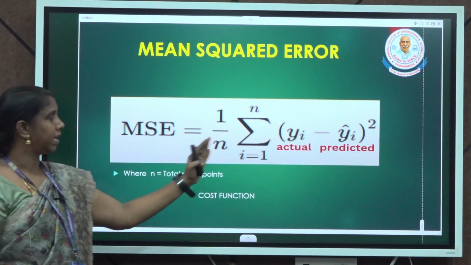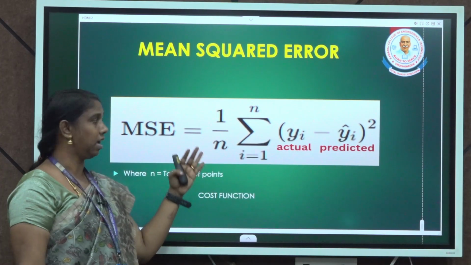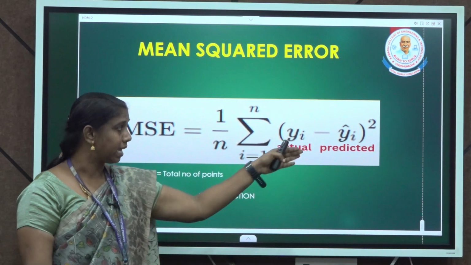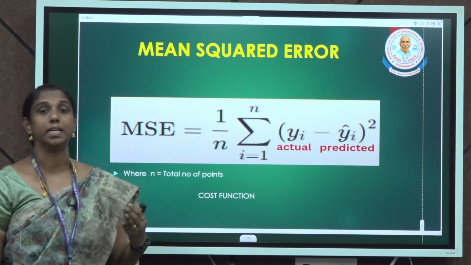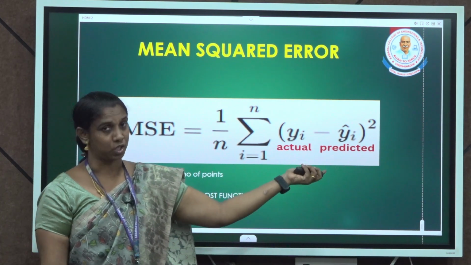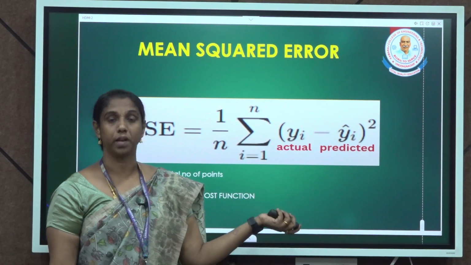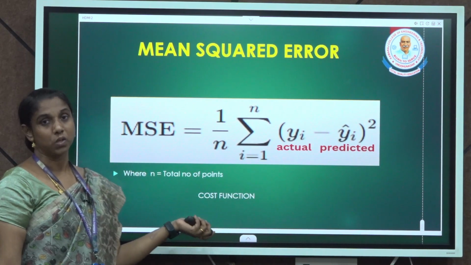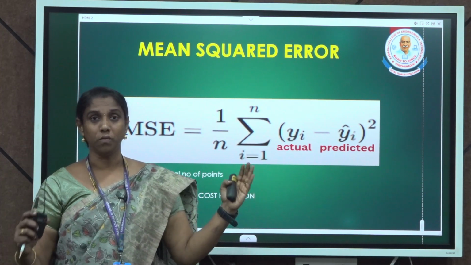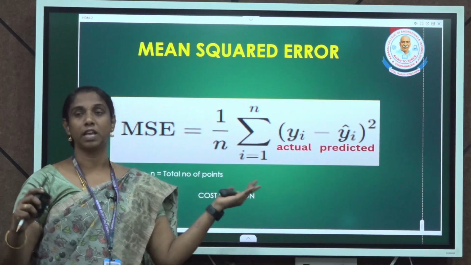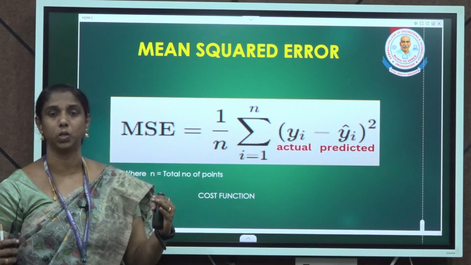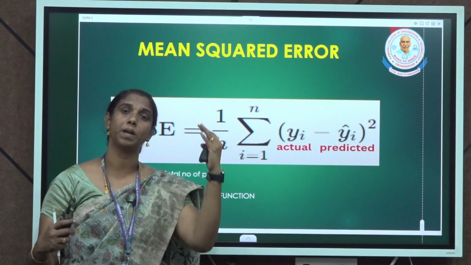Mean squared error has a formula: 1 by n, summation of i equal to 1 to n, (yi minus yi cap) the whole square. This is the error, as we already discussed, predicted minus actual. The predicted value is 300 and the actual value is 6, so 314 the whole square gives a huge value. If the output value is huge, we need to optimize the algorithm, and for that we reduce the slope and intercept values.